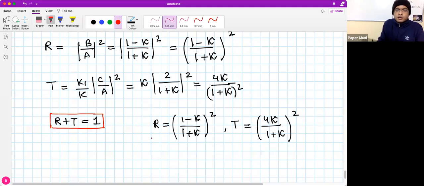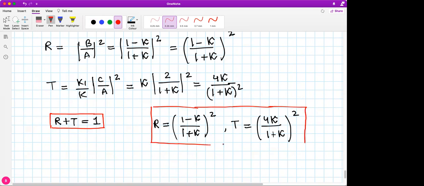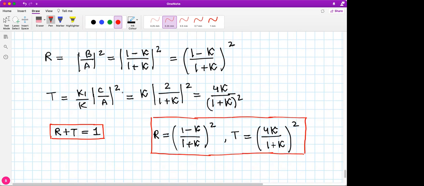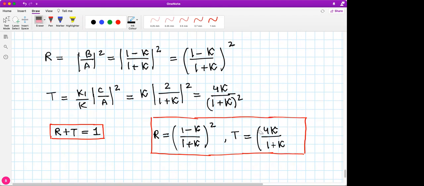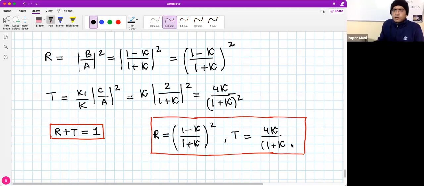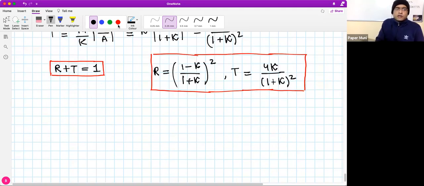Now let me highlight this. Sir, t is equal to 2 kappa whole square. I don't know why I squared here. I shouldn't have done a square here. We have a square in the bottom. You're right. All right, so this is what you want to take back home from this whole exercise.